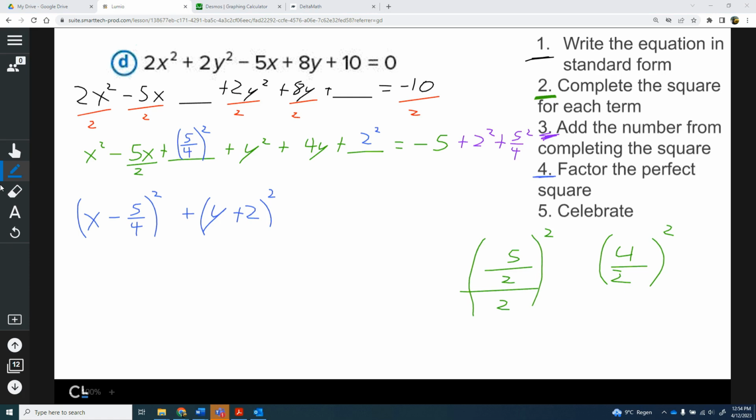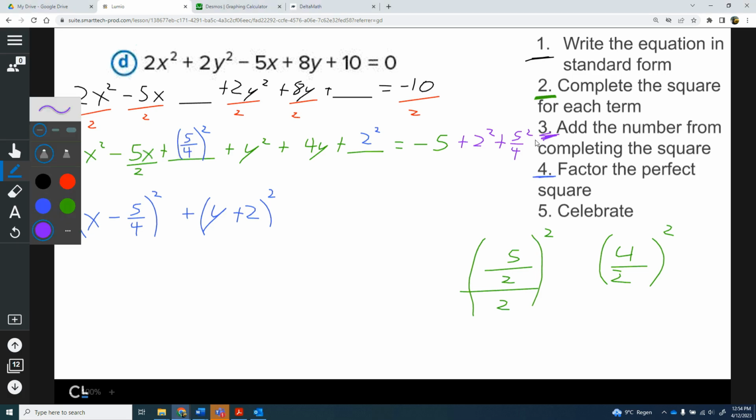Okay, welcome back. So I tried to color code it for you. Step 1, write it in standard form. I wrote it like this. But it's not really in standard form because there's coefficients in front, so I divide everything by 2. Then I get this equation in green. I'm then going to complete the square for each term. I take 5 over 2, divide by 2 squared. That's going to be 5 over 4. And then I take 4, divide by 2 squared, and I get those numbers in there.